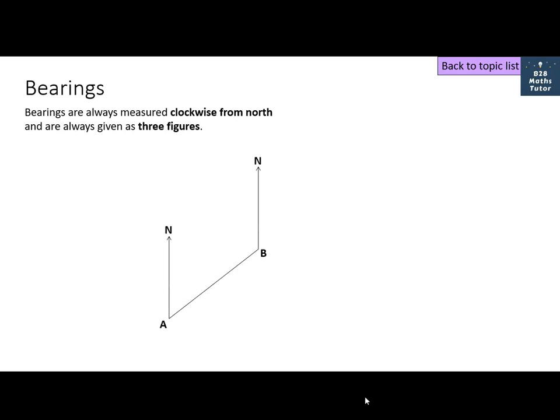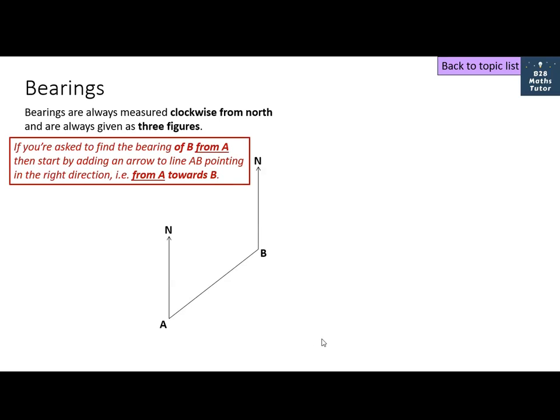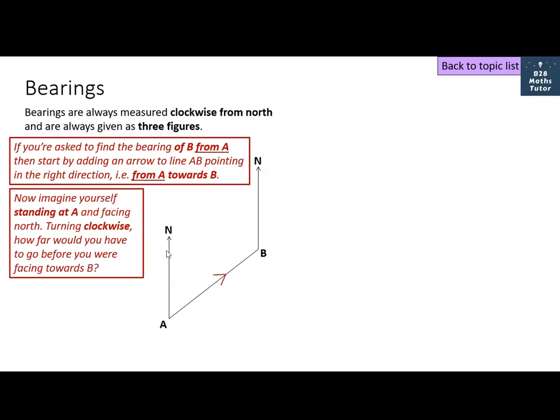So here's an example. We've got position A and position B, and we've got arrows pointing north from each of them. If you are asked to find the bearing of B from A, then start by thinking, which direction are we going in? We're going from A towards B, so put an arrow on the line to show that. Now you are standing at A, where you're going from, and you are facing north, and you need to turn clockwise until you're facing towards B.